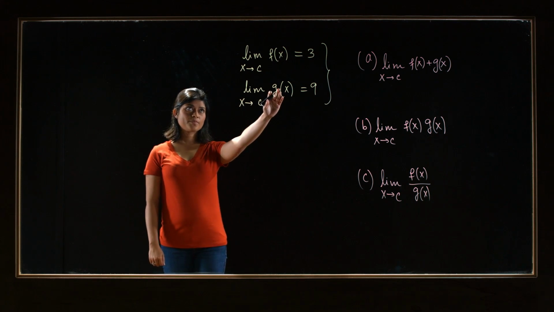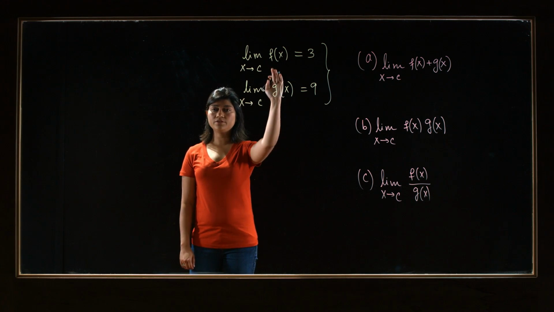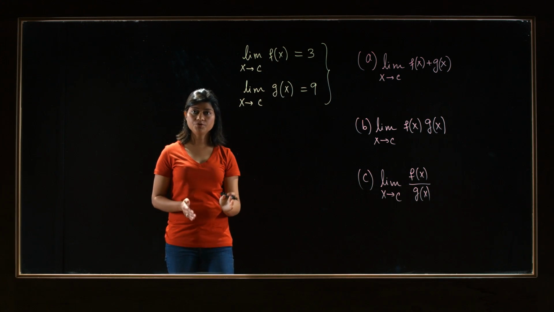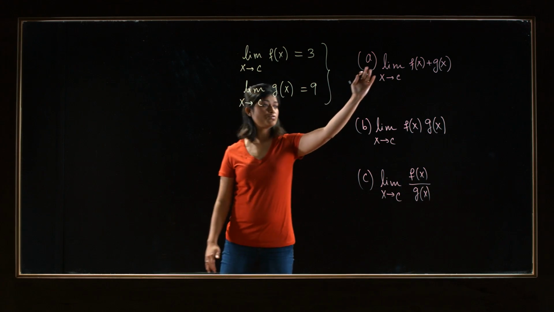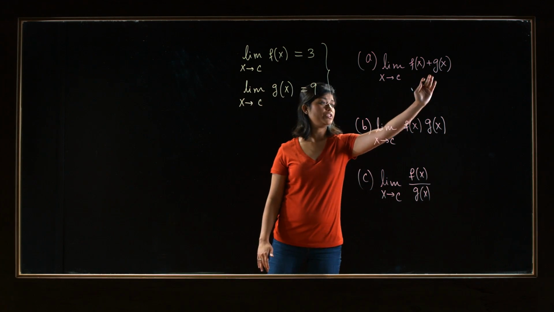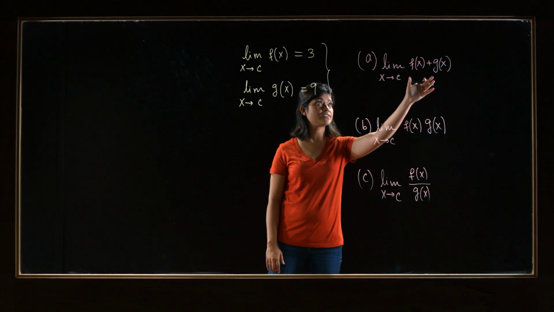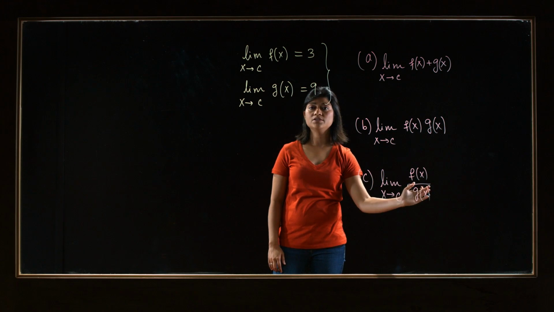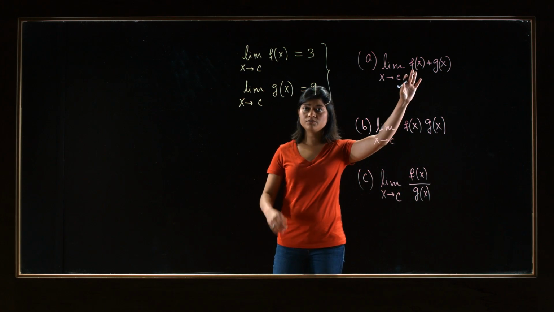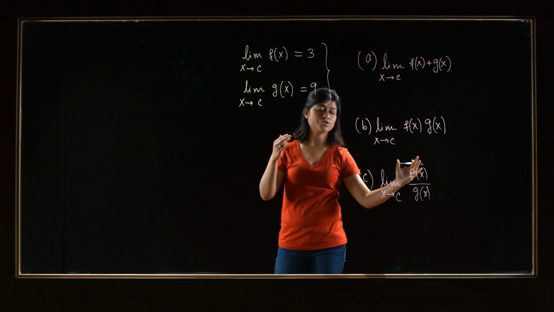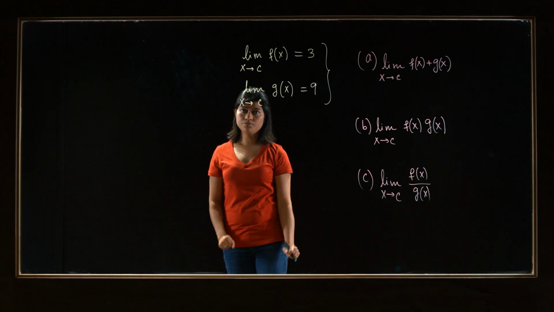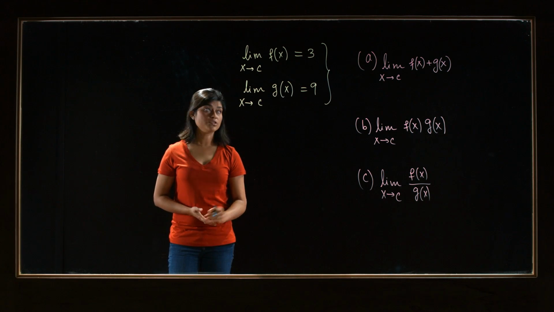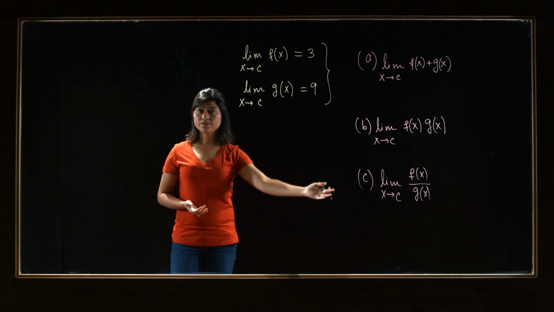In this problem, we have two limits given, the limit of a function f and the limit of a function g. What we have to do is evaluate the limits of three new functions: one is f(x) plus g(x), one is f(x) times g(x), and the other one is f(x) over g(x). So the addition of the two functions, the product of the two functions, and the quotient of the two functions. We will be using the properties of limits to evaluate these new limits.